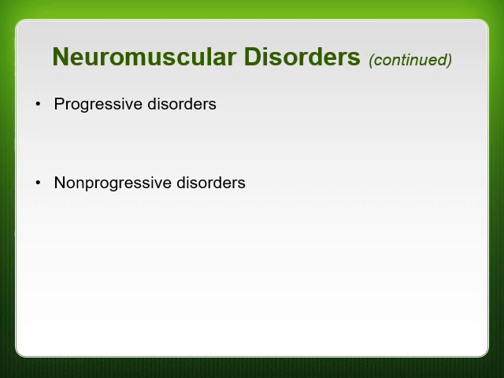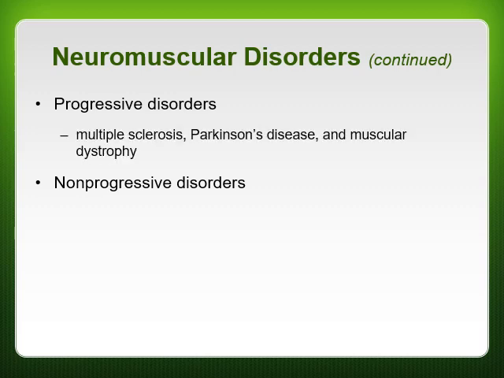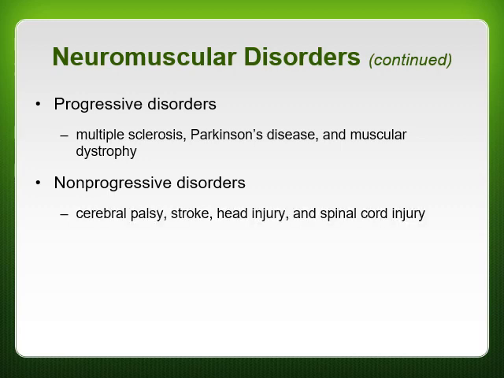A little bit more on progressive versus non-progressive. The progressive disorders that are the foundation of part one of this talk are going to be MS, or multiple sclerosis, Parkinson's disease, and muscular dystrophy. And then the non-progressive disorders in the second half of this talk are going to be things like cerebral palsy, stroke, head injuries or TBIs, and spinal cord injury. So those are the topics that we're going to break down for the different conditions and disorders of this particular chapter.